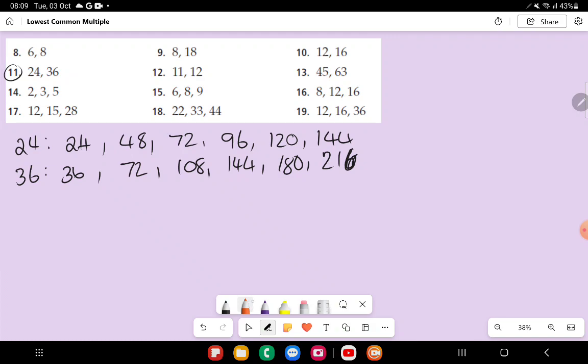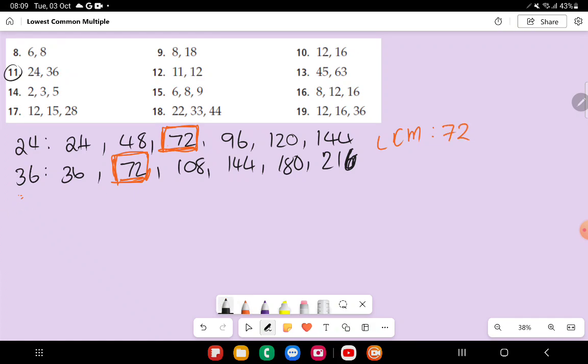My lowest common multiple, I'm looking for something they have in common that's the lowest. Those two match. This and this match. This is my lowest common multiple. It's the one closest to 0 that they have in common. So my lowest common multiple here is 72.